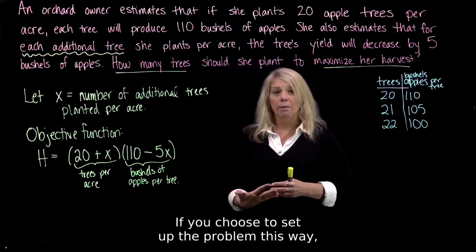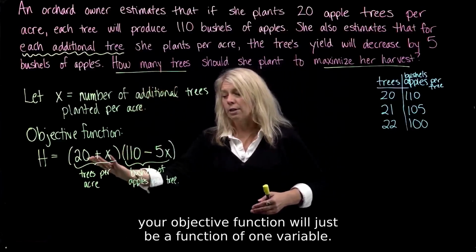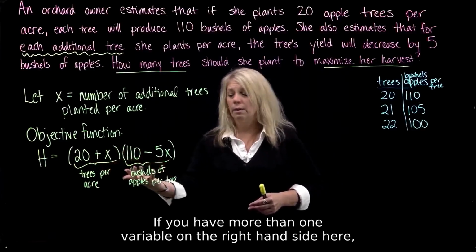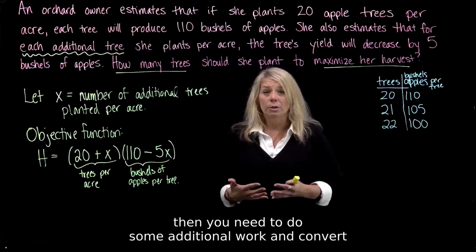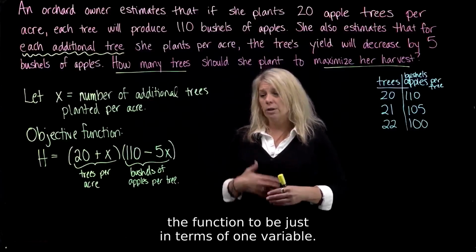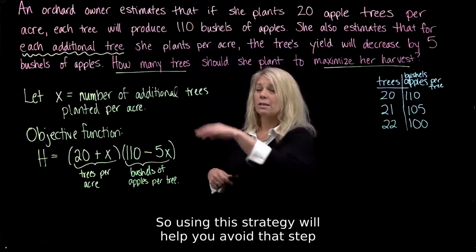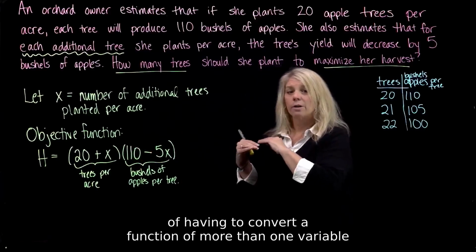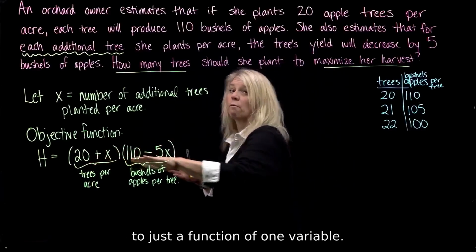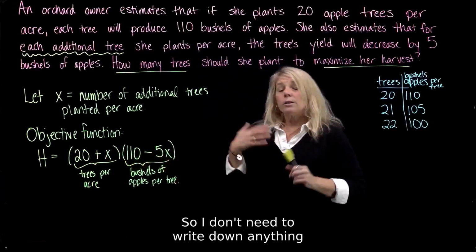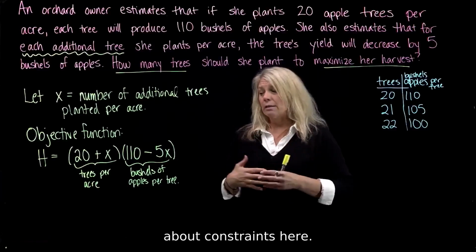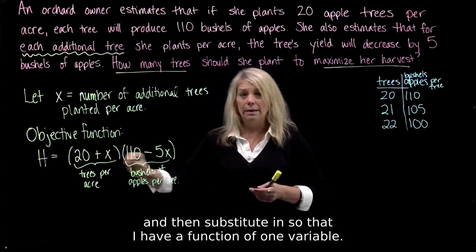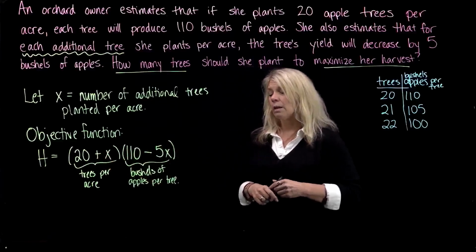If you choose to set up the problem this way, your objective function will just be a function of one variable. If you have more than one variable on the right-hand side here, then you need to do some additional work and convert the function to be just in terms of one variable. So using this strategy will help you avoid that step of having to convert a function of more than one variable to just a function of one variable. So I don't need to write down anything about constraints here. If I started with more than one variable here, I might do that and then substitute in so that I have a function of one variable.